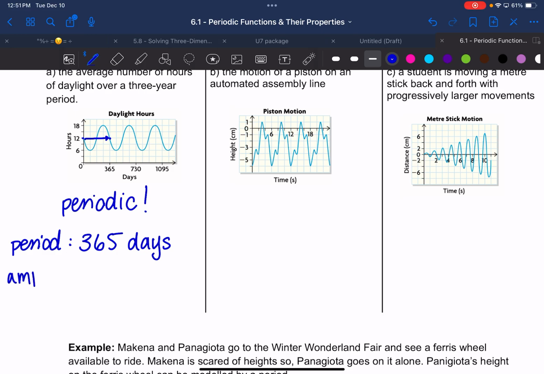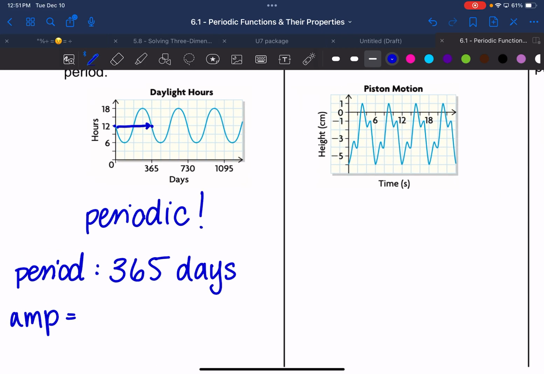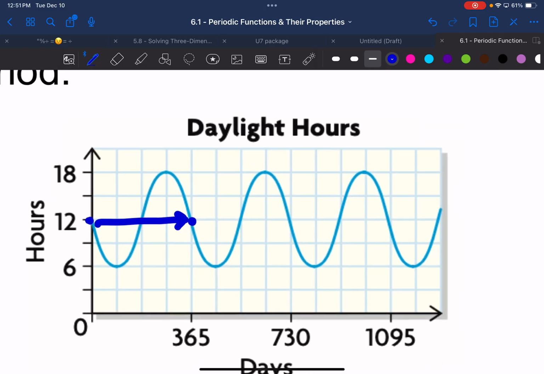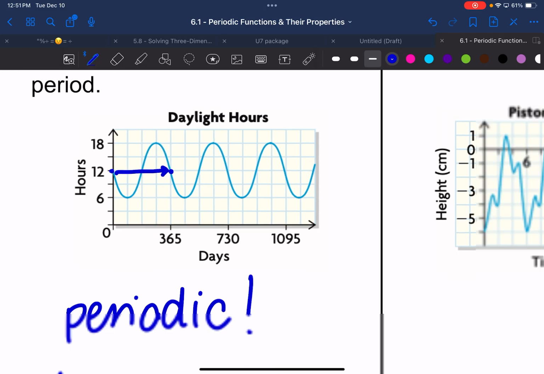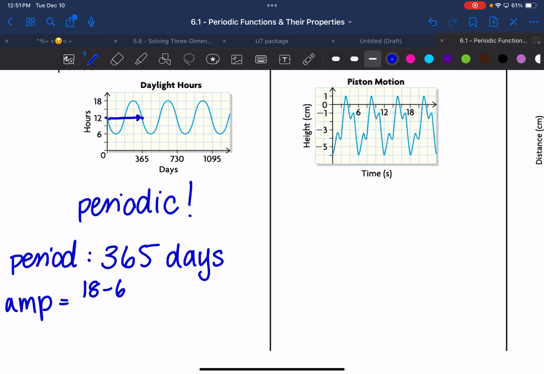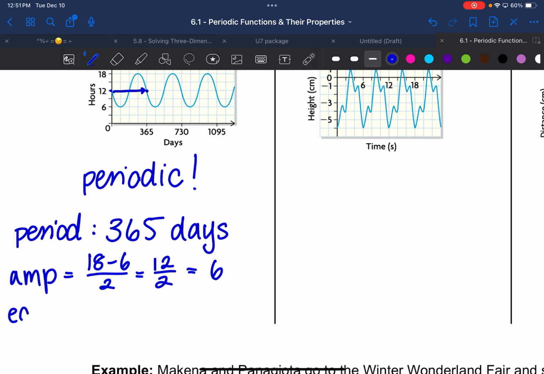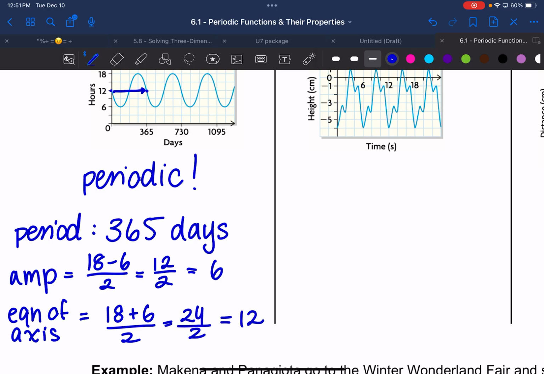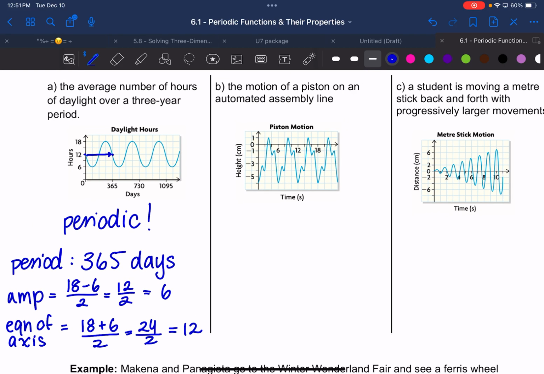Okay, and then same thing, I have to do amplitude, which is going to be my maximum point, which, what is my max here? 18, and my minimum point? 6. So I'm going to do 18 minus 6 all over 2, which is just 12 over 2, or 6. So basically 6 hours of difference is going to be my amplitude. And then my equation of axis, or my midline, is just my max plus my min divided by 2. So 18 plus 6, which is 24 over 2, or 12, exactly. Voila, done, right?